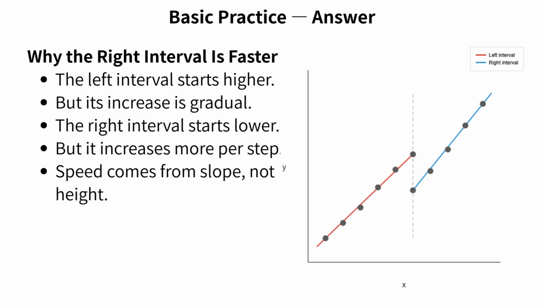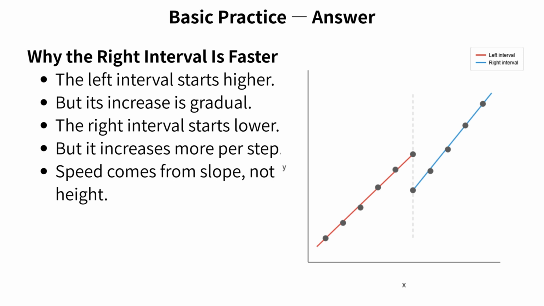To answer that, we need to stop looking at where the graph is and start looking at how the graph moves. Now focus on the left interval. As x increases, y does increase, but only a little each time. The points move upward slowly. The rise from one step to the next is small and steady. That tells us something important. Even though the values are high, the rate of change is low.